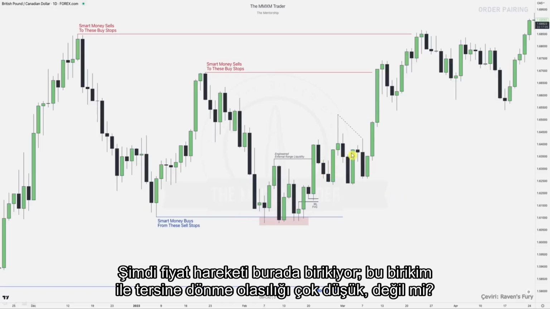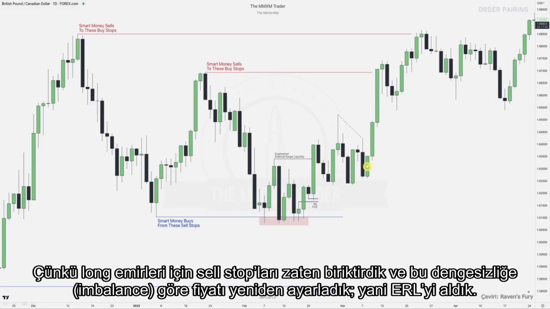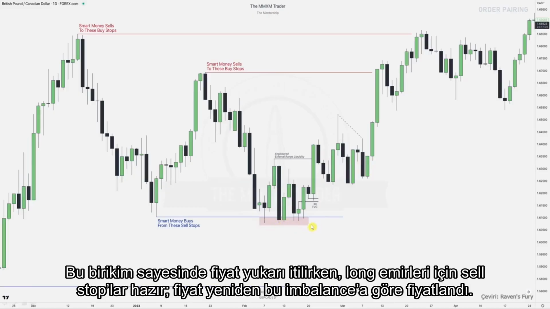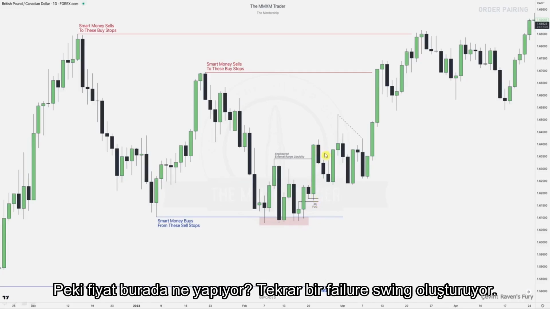Now price action is accumulating over here. With this accumulation, we are highly unlikely to reverse, right? Because we already accumulated the sell stops for long orders. We already repriced into this imbalance, right? Taking out external range liquidity. Now what is price doing again? Over here, creating a failure swing once again.